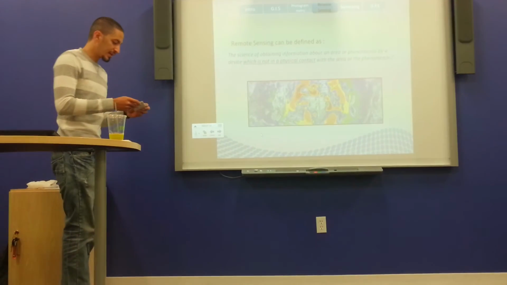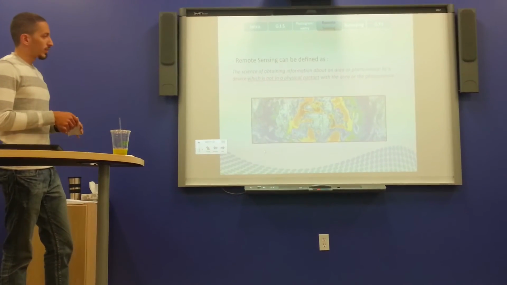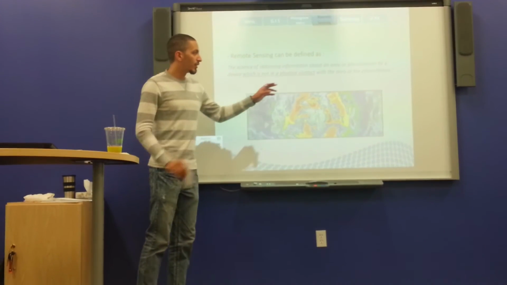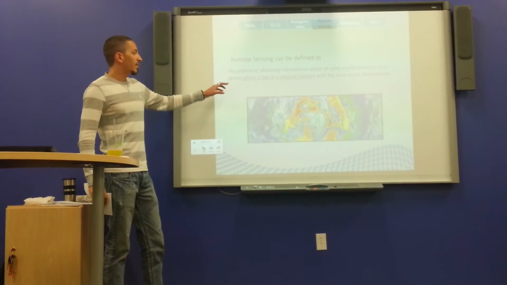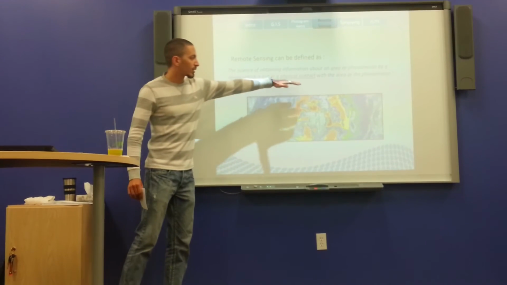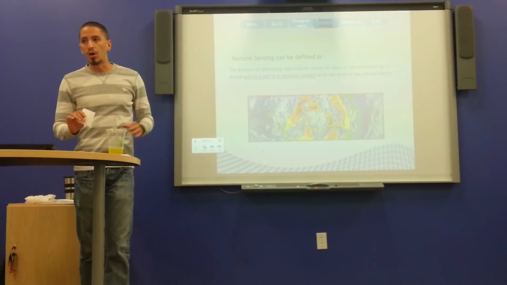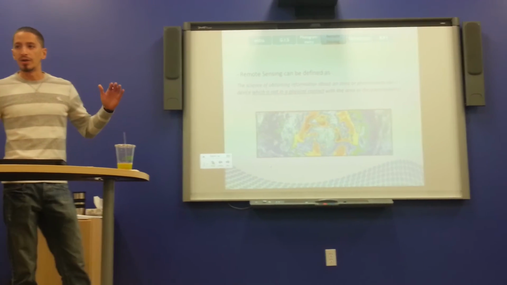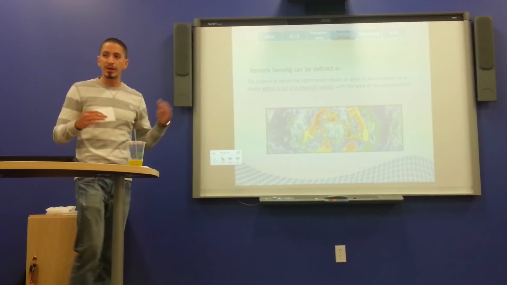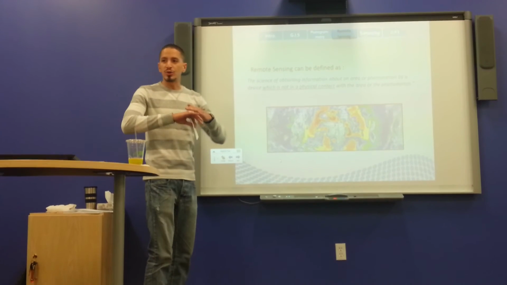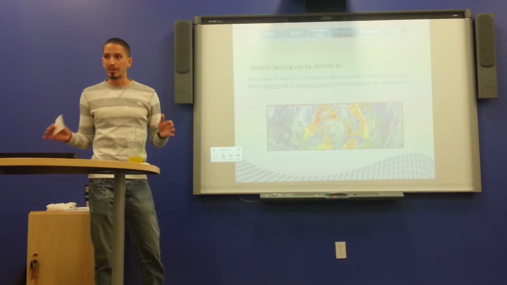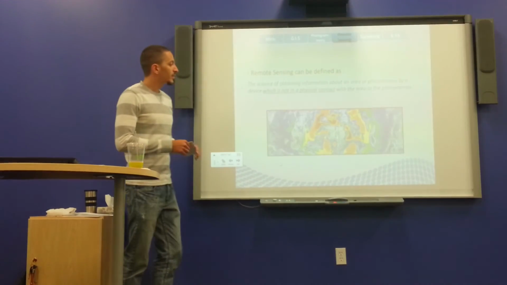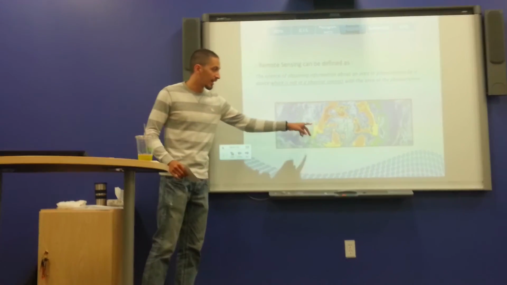Okay, then we have remote sensing. I will define remote sensing as the science of obtaining information about an area or phenomenon by a device which is not in physical contact with the object, because we will take pictures from satellites. First, photogrammetry is from aircraft, and here it is from satellites, because we want to cover a big area. Here is the picture that comes from the satellite.